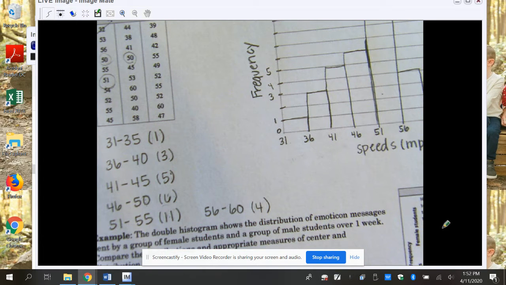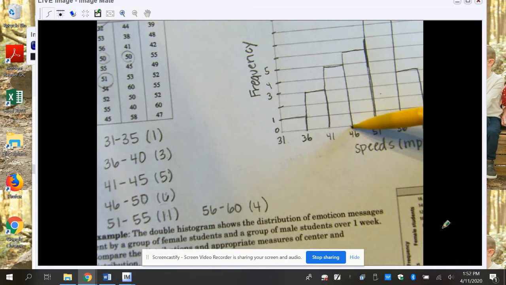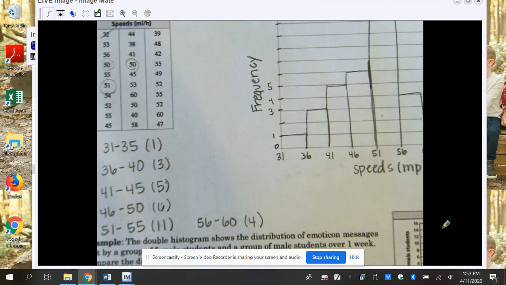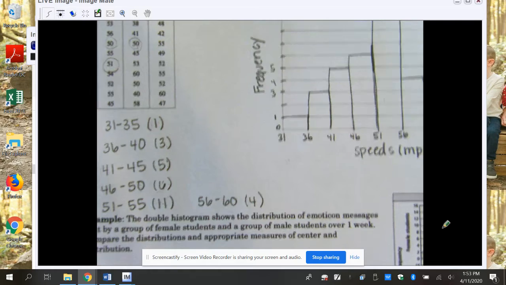Okay. And so the last question then is, the speed limit is 45 miles per hour. How would we interpret those results? Well, 45 miles per hour is the end of this interval, right? And so that means that most of the cars are speeding. Guilty.